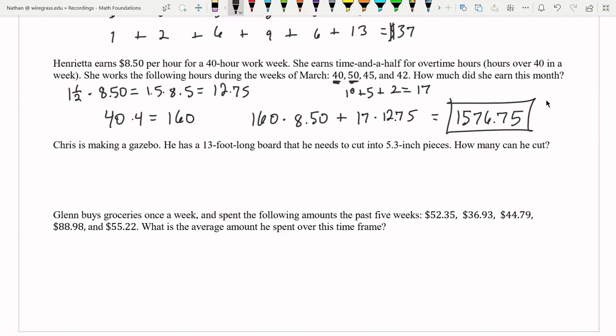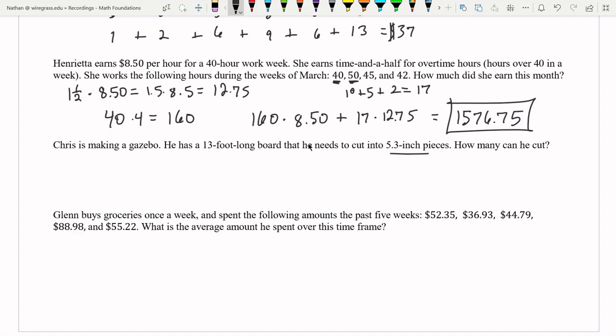Chris is making a gazebo. He has a 13-foot long board that he needs cut into 5.3-inch pieces. How many can he cut? Well, first off, we have a 13-foot long board, and we need inch pieces. So we can't just divide 13 by 5.3 because 13 isn't in inches, it's in feet. So we first need to convert the feet to inches of the board. And the way we can do that is that one foot has 12 inches. That's the conversion between 1 foot and inches.